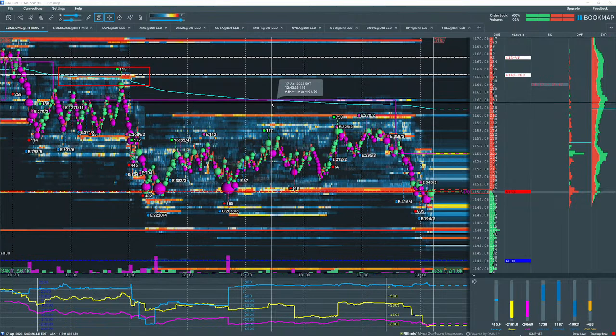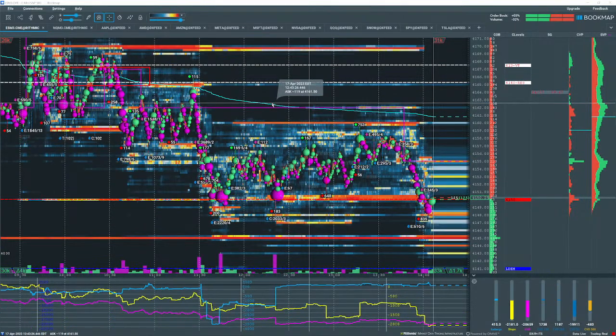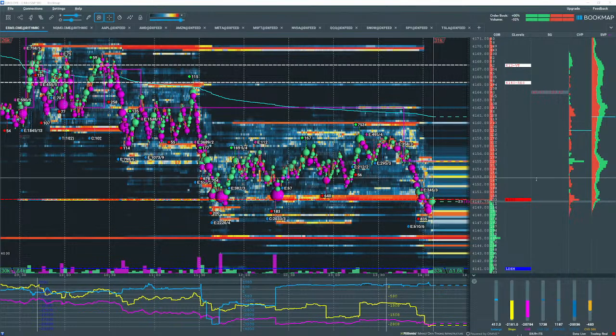So those were the short setups in the S&P 500 this morning.